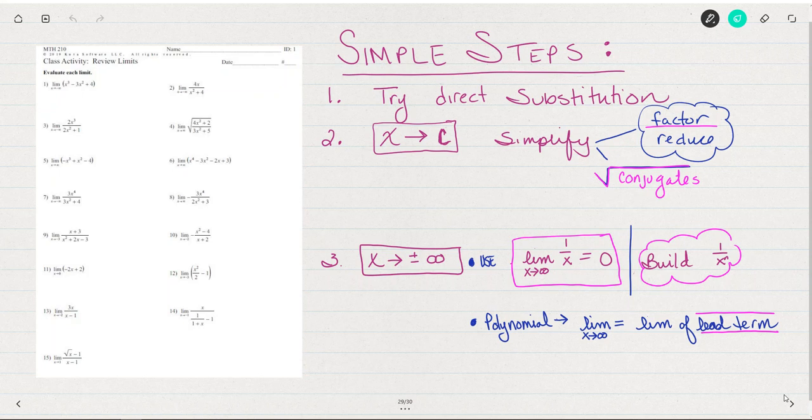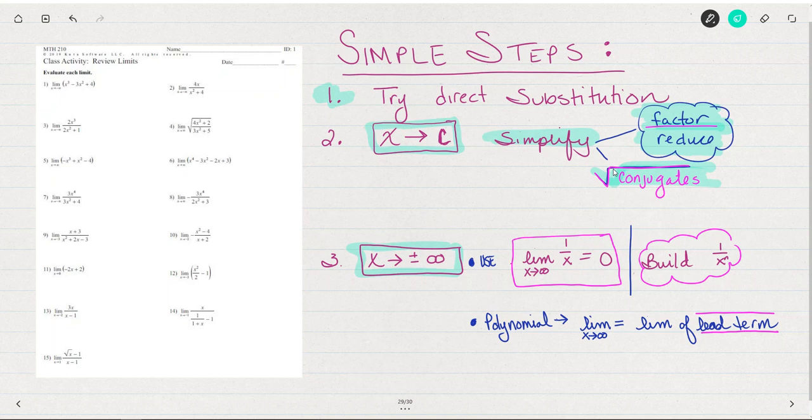Just recapping it again. Remember the simple steps. Number 1, try direct substitution. And then after you've tried direct substitution, pay attention to, is it x approaching a constant or is it x approaching an infinity? And if it's x approaching a constant, we're going to simplify. If it's a fraction, we're going to simplify by factoring and reducing. If there's a radical somewhere, we're going to use a conjugate to simplify.